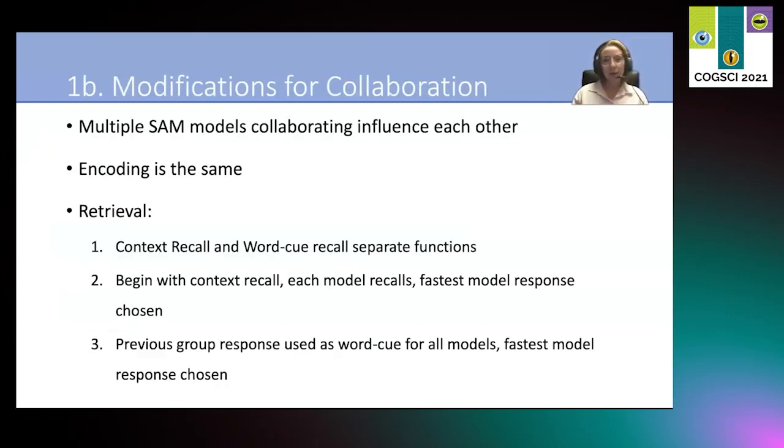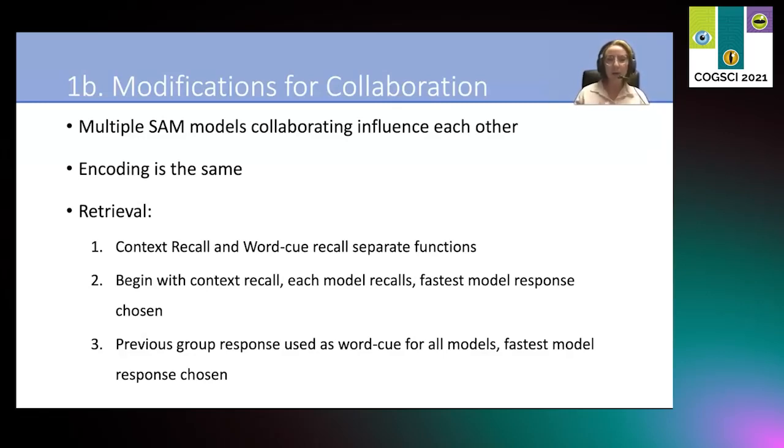Okay, so to modify SAM for collaboration, we had to change a few things. What's going on here is we have multiple SAM models collaborating together. We have individual models that are recalling at the same time, and they're influencing each other during recall. To do this, we didn't have to change encoding, so all the models encode separately, just like in the experimental paradigm. We had to change the retrieval phase a little bit to get them to work together.